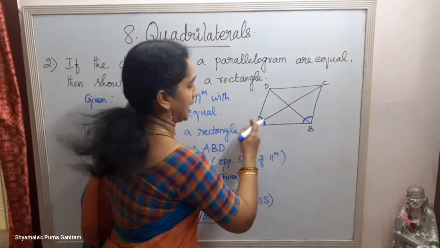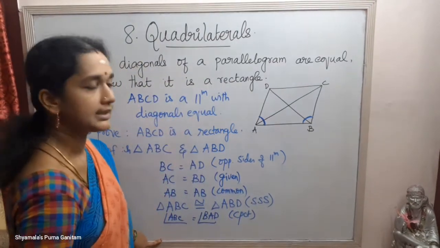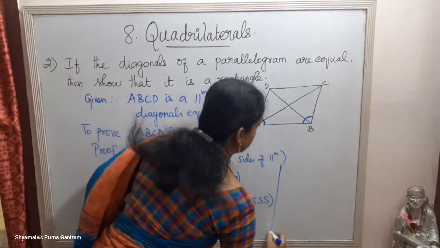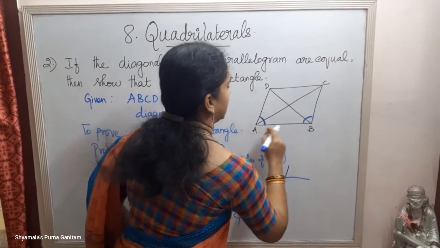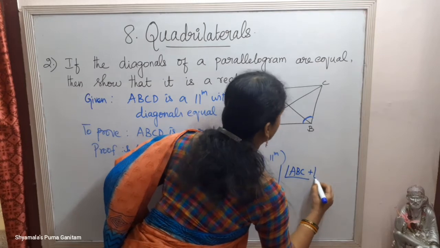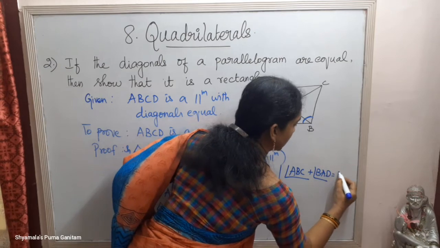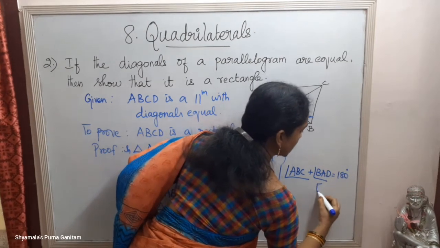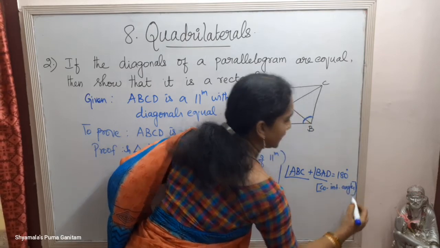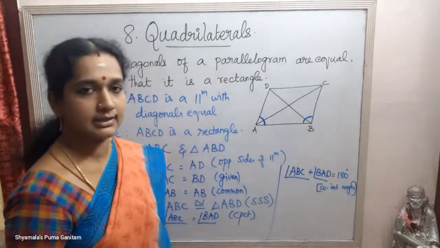Now, since it is a parallelogram, AD is parallel to BC. Since it is parallel, co-interior angles will be supplementary. That is, angle ABC plus angle BAD is equal to 180 degree. Co-interior angles are supplementary, since AD is parallel to BC.